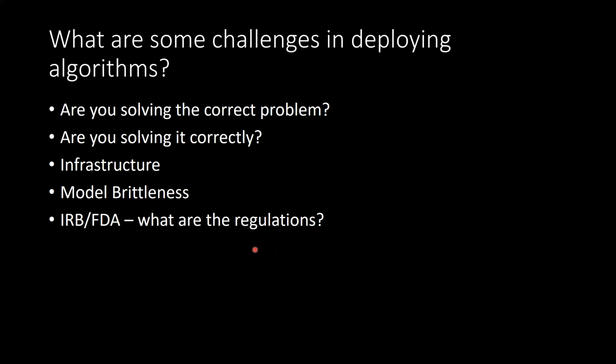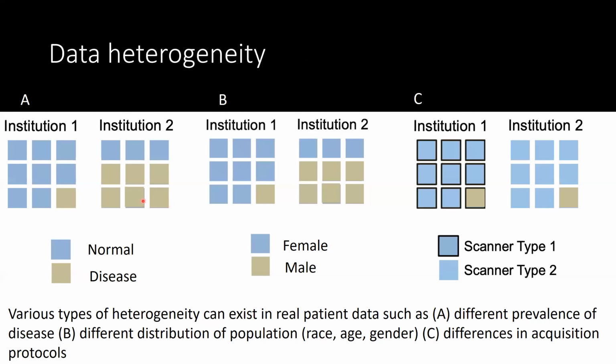And there are plenty of challenges to model deployment, but the one I really want to highlight is model brittleness. Brittleness refers to models that have excellent performance on the data set they were trained on, but perform inexplicably poorly when presented with new imaging. Here are examples of different types of heterogeneity that might be seen.